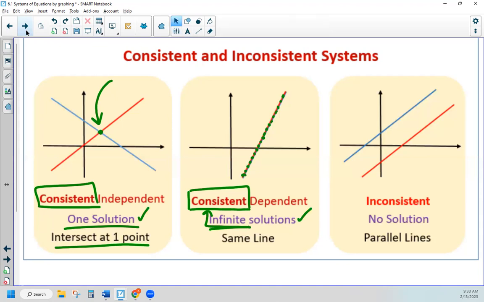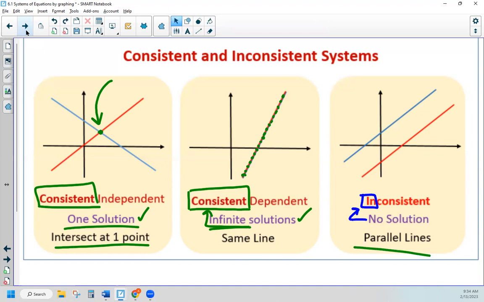And then here on the right side, we have something that's inconsistent. In is the prefix of not, okay? Inconsistent. That will tell you that we have no solution. Why is there no solution? Because these two lines will never meet. Oh, that's so sad because I feel like they're meant for each other, but they'll never meet. You like my corny joke? These are parallel lines that will never intersect. Therefore, there's no solution. Inconsistent. Okay, no answer. Parallel lines.